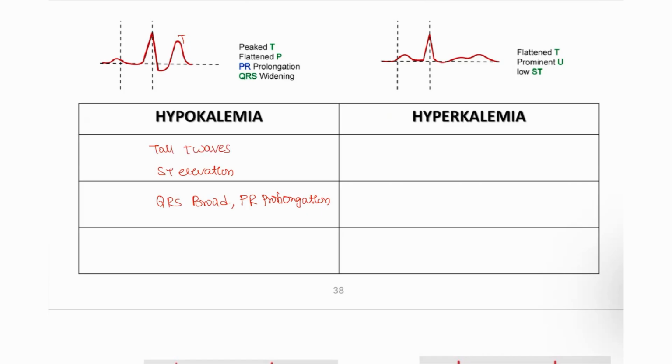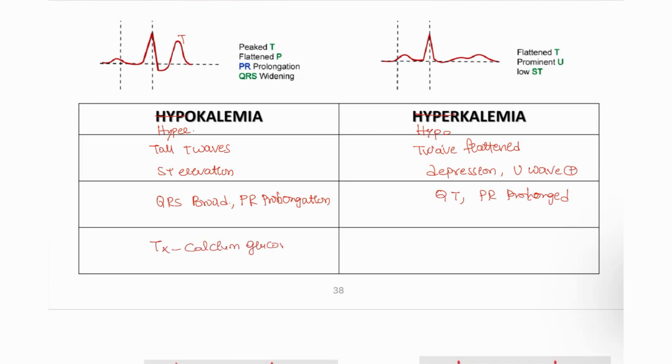Sorry guys, here is a correction you have to make note of. This is hyper, and this is hypo. Next, in hypokalemia, the T wave is flattened and ST depression can also be seen. And the U wave is positive, right? QT and PR are going to be prolonged. And what is the treatment of choice? Calcium gluconate is given for hyperkalemia patients. Here, in hypokalemia, the treatment will be KCl.